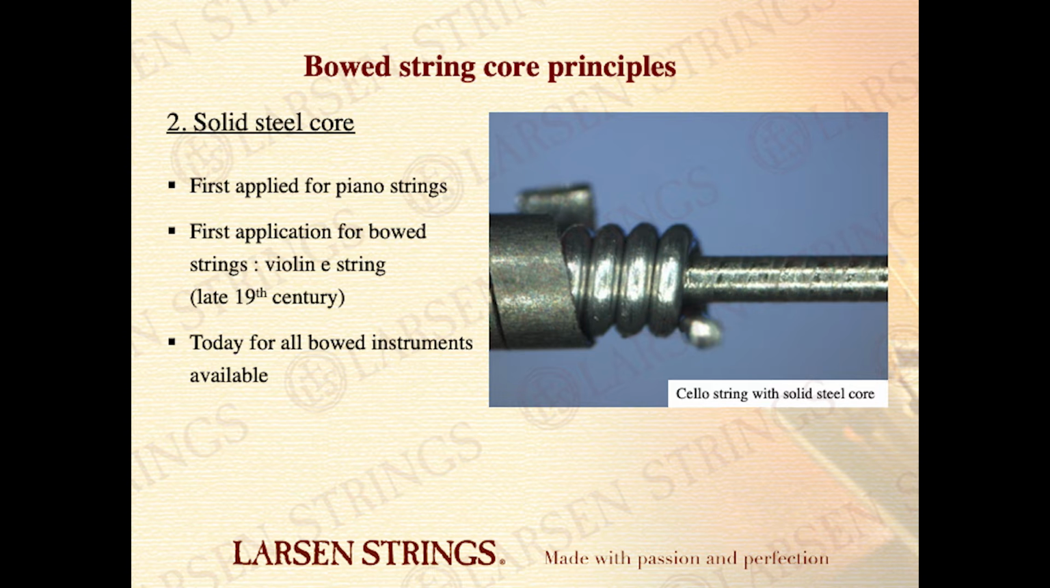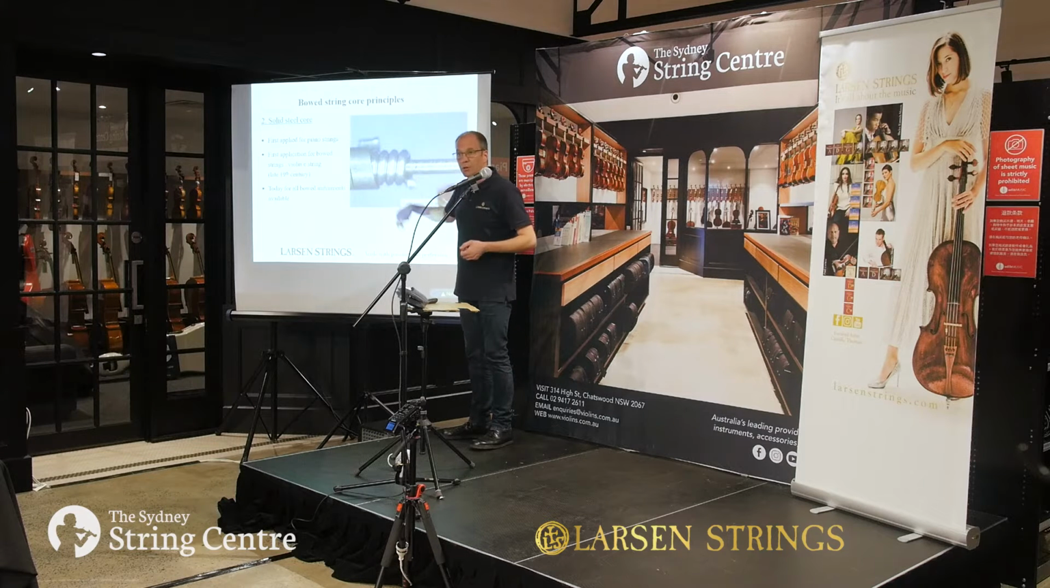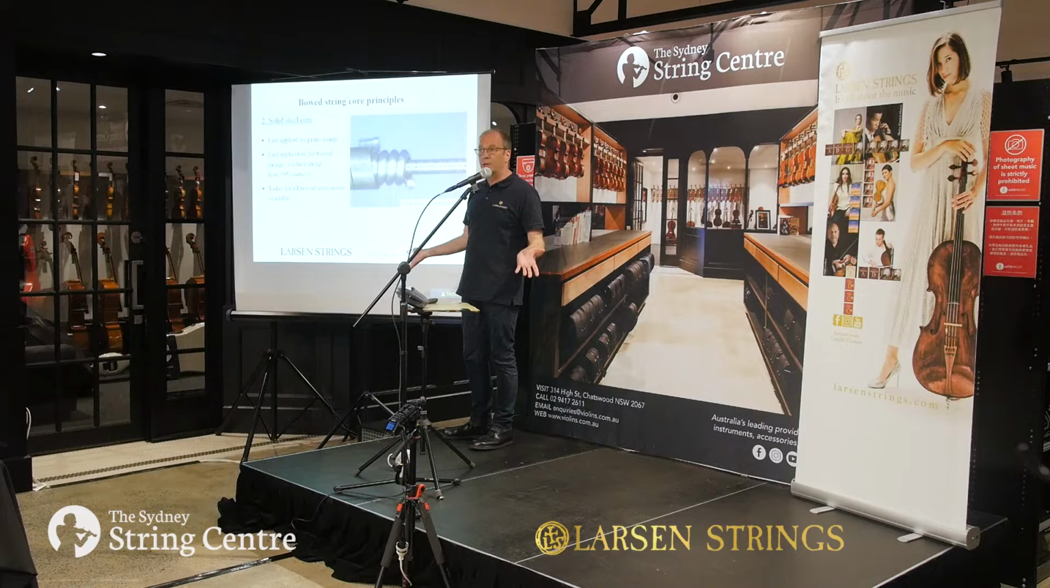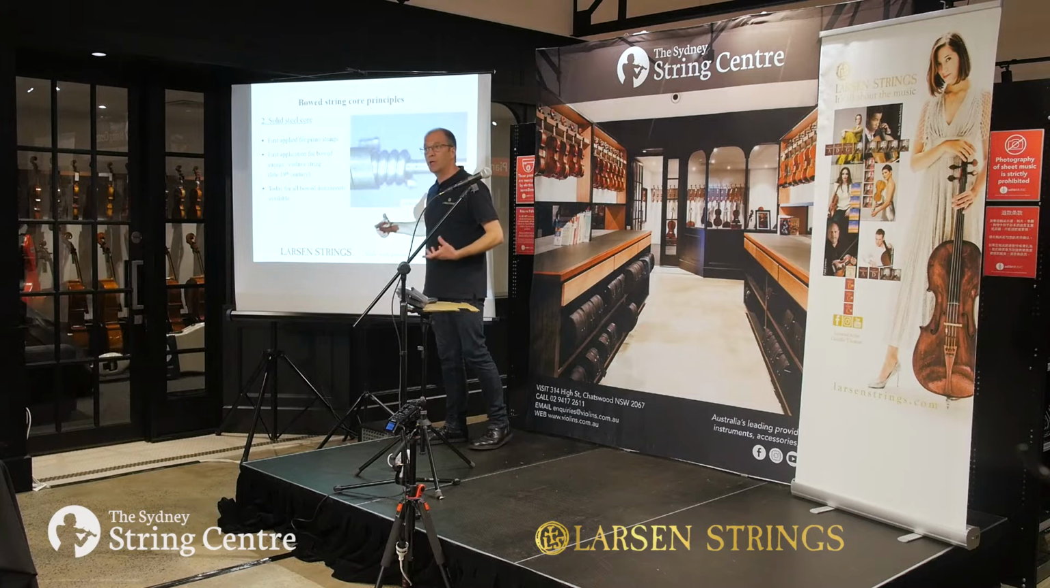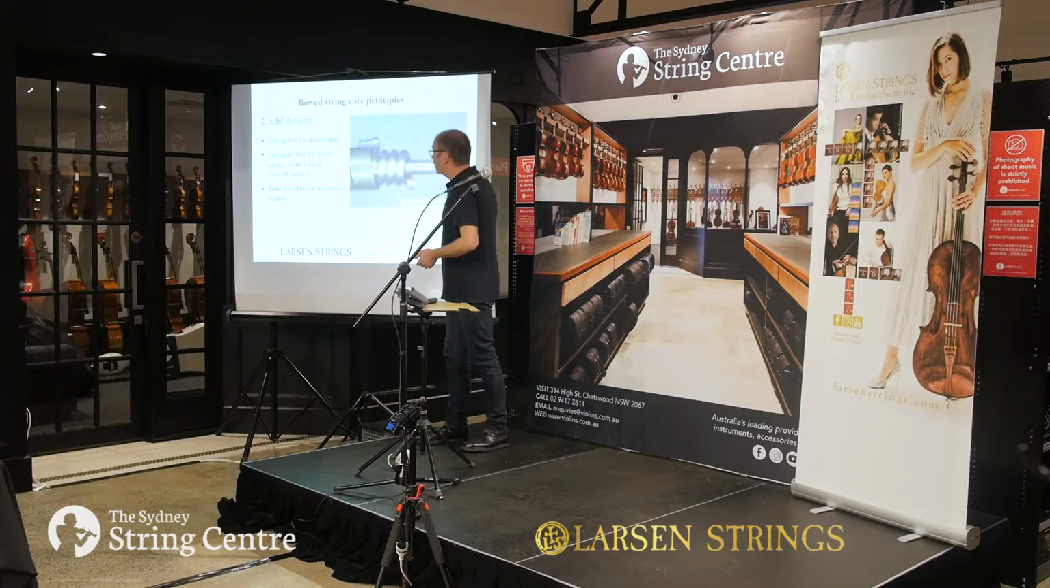It was because in piano building, they developed this high tension steel for the grand pianos. And this development, of course, influenced the bowed strings as well. First was the violin E string. That was the very first trial to use solid steel core. But later then, for all the instruments, I mentioned the cello already, these steel core strings were developed.